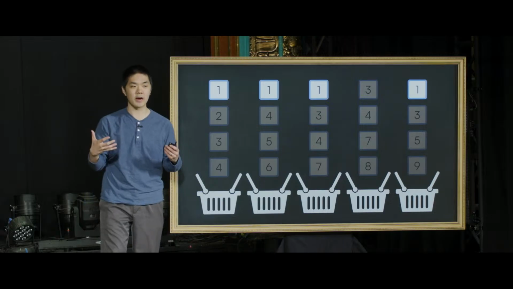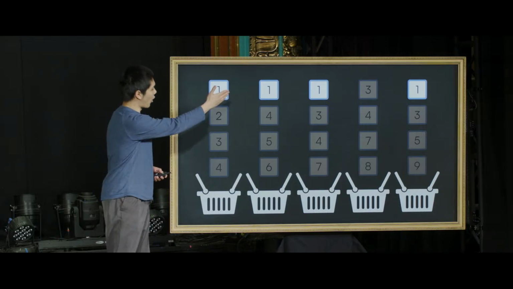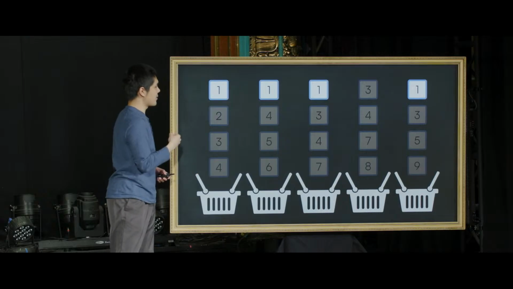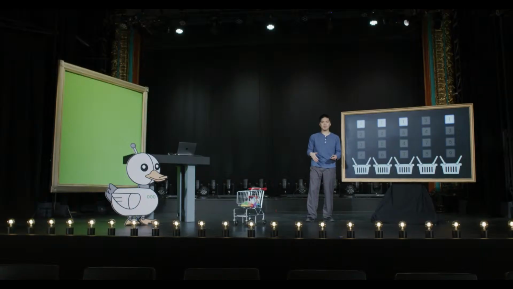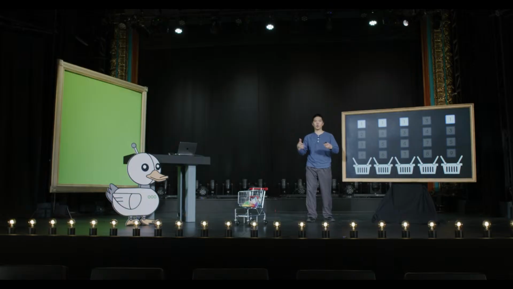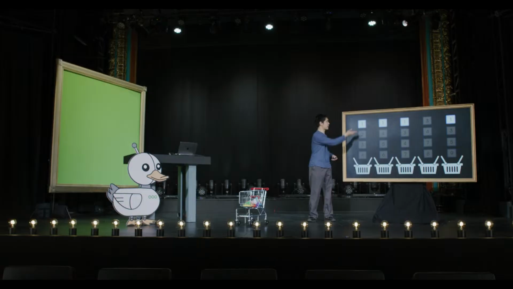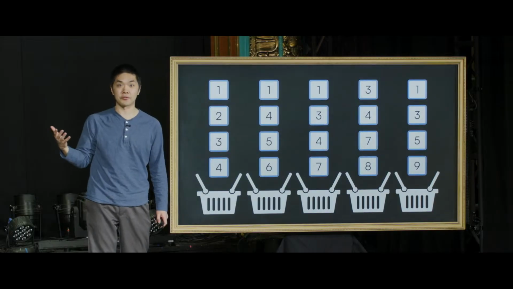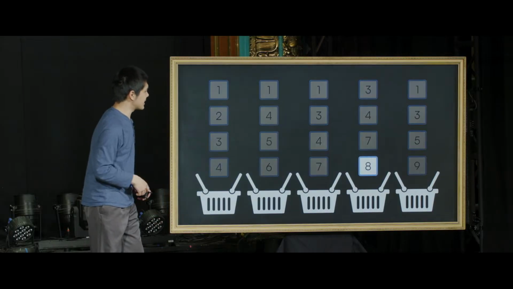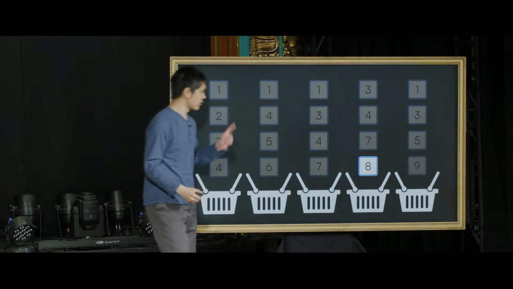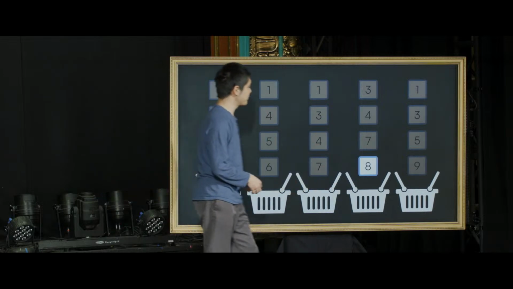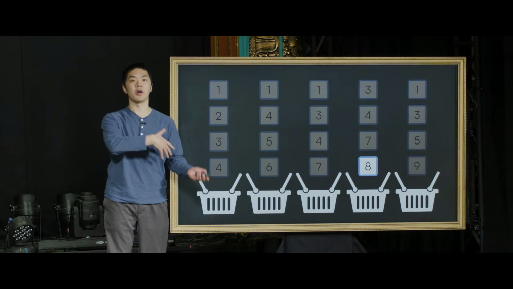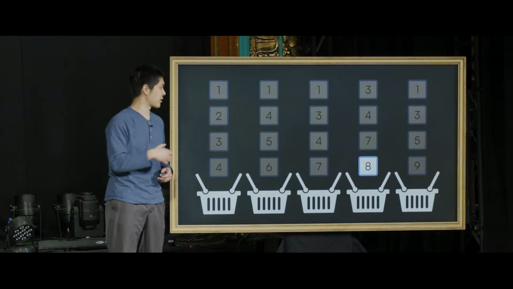And so the support of item number 1 is 4 over 5. There are 4 people that bought item number 1. I'm looking at 5 pieces of data. So it's 4 over 5, or 80%, or 0.8, we might say, as the support of item number 1. What is the support of item number 8, for example? Well, for item number 8, that one only appears one time. There's only one customer who bought item number 8. And so that one has a support of 1 over 5, or 0.2, for example.